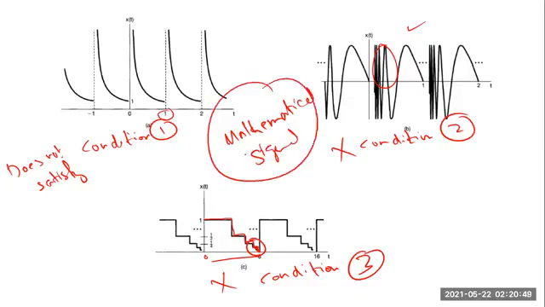Most of the signals that you will deal with in practical systems will fulfill condition number 1, condition number 2, as well as condition number 3. So it will be very rare that you will encounter a signal like this, like this, or like this. So what we can now claim is that all practical periodic signals, all realizable periodic signals, have a Fourier series representation.